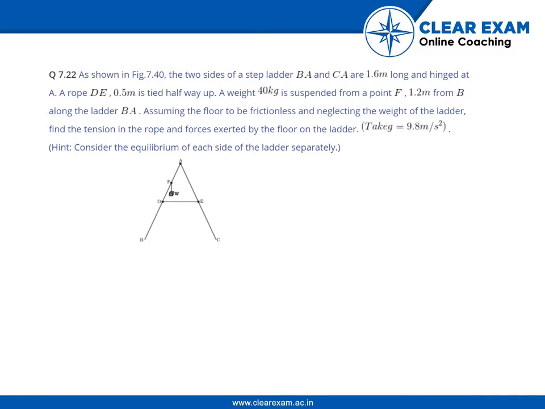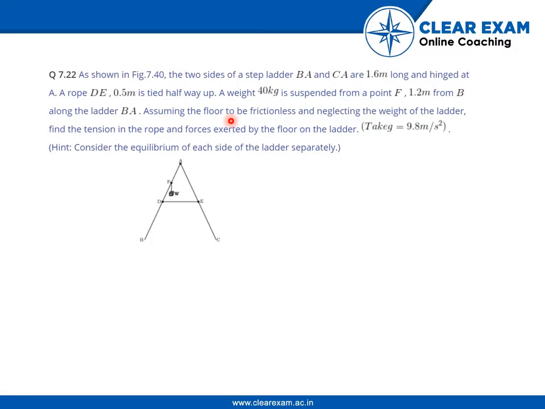Welcome back. So the question here is, as shown in the following figure, the two sides of a step ladder BA and CA are 1.6 meter long and hinged at A. A rope DE 0.5 meter is tied halfway up. Weight 40 kg is suspended from point F 1.2 meter from B along the ladder BA.